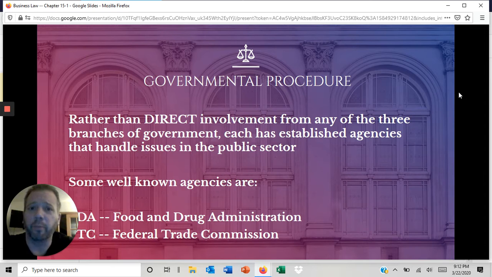The legislative branch would not oversee that particular process of the legalization of drugs. They have the Food and Drug Administration to do that for them.